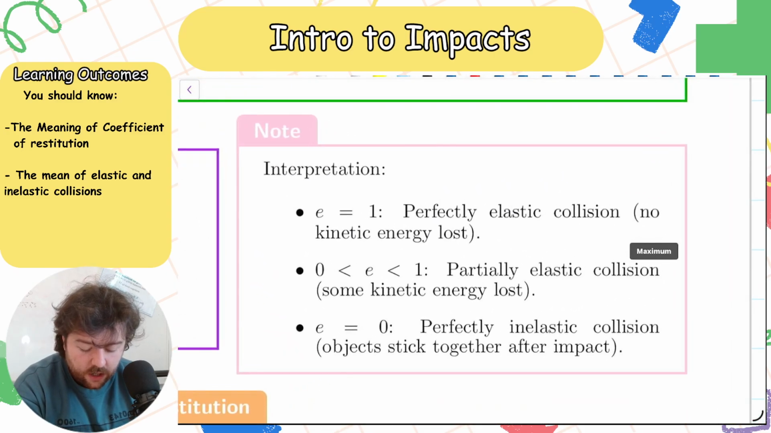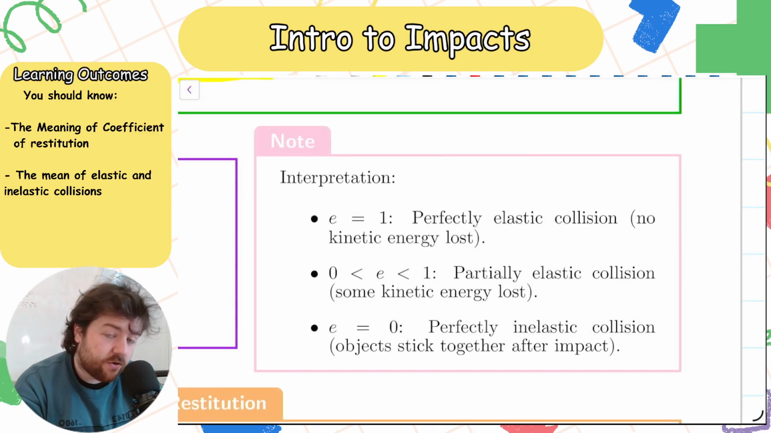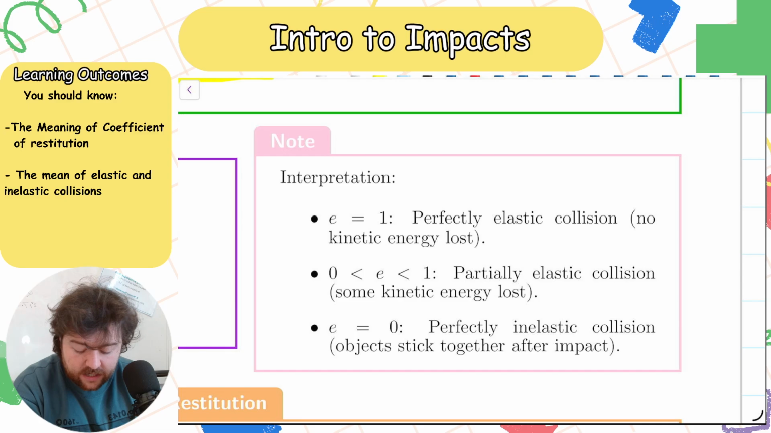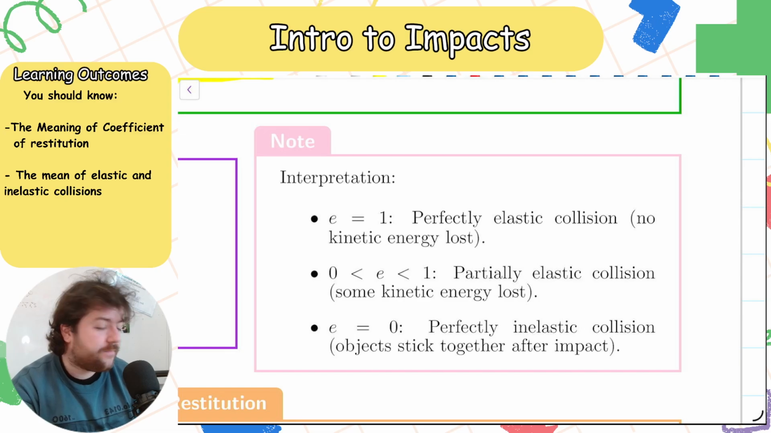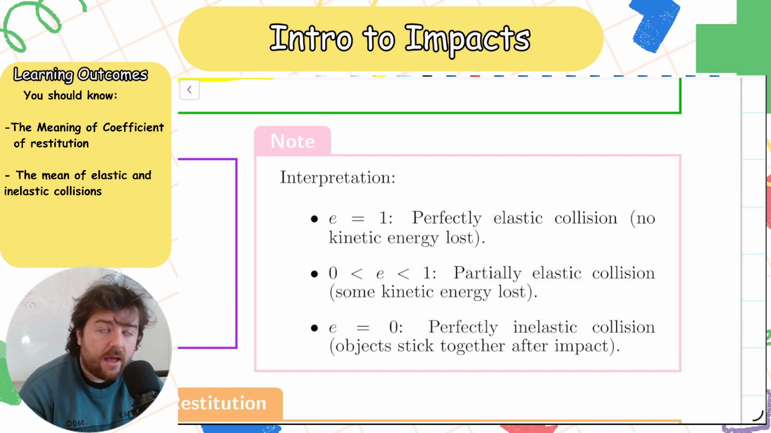So how do we interpret the coefficient of restitution? If my coefficient of restitution is 1, my impact or collision is perfectly elastic. So no kinetic energy is lost. If it's between 0 and 1, it's partially elastic. So some energy is lost. And then if my coefficient of restitution is 0, that means it's perfectly inelastic. So in my collision, they just stop or stick together.